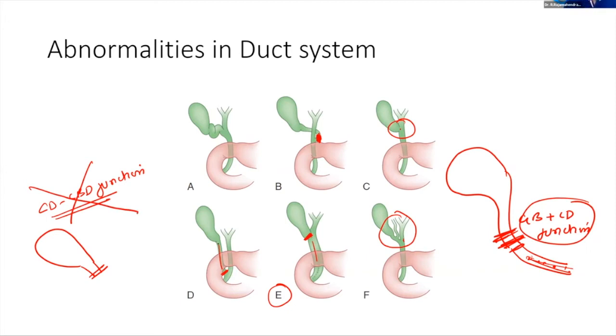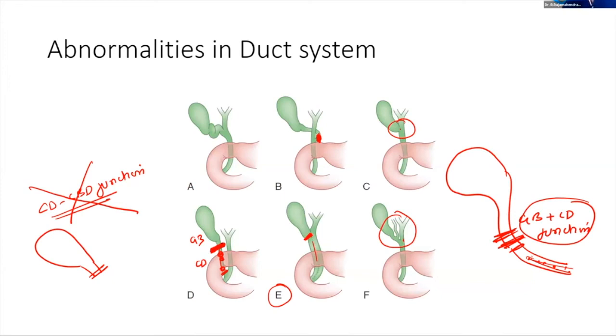Always put a clip at the cystic duct gallbladder junction only. That's enough. Ensure there is no stone in the cystic duct. You just try to milk and see if there is any stone. If there is no stone, you can directly put a clip in this place and that will be enough.